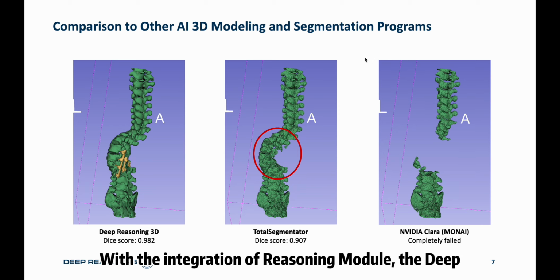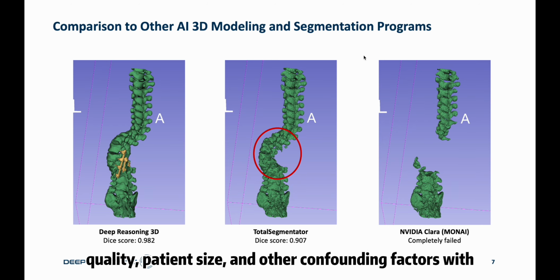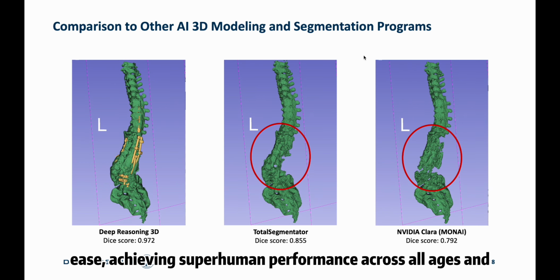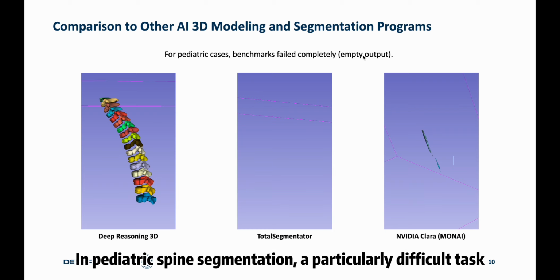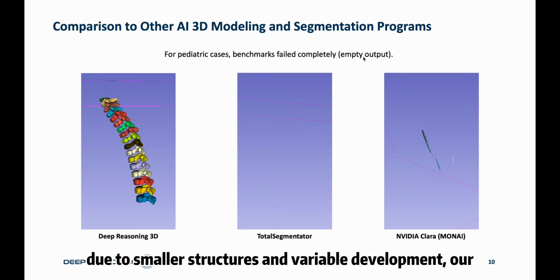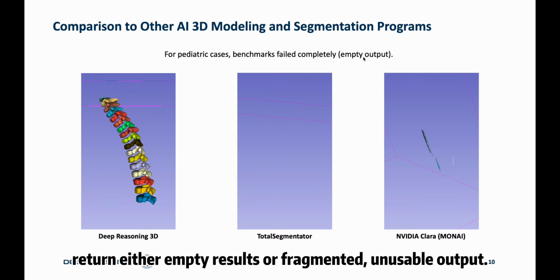With the integration of Reasoning Module, the Deep Reasoning AI algorithm handles variations in anatomy, skin quality, patient size, and other confounding factors with ease, achieving superhuman performance across all ages and levels of complexity. In pediatric spine segmentation, a particularly difficult task due to smaller structures and variable development, our algorithm delivers complete, accurate outputs, while other models return either empty results or fragmented, unusable output.